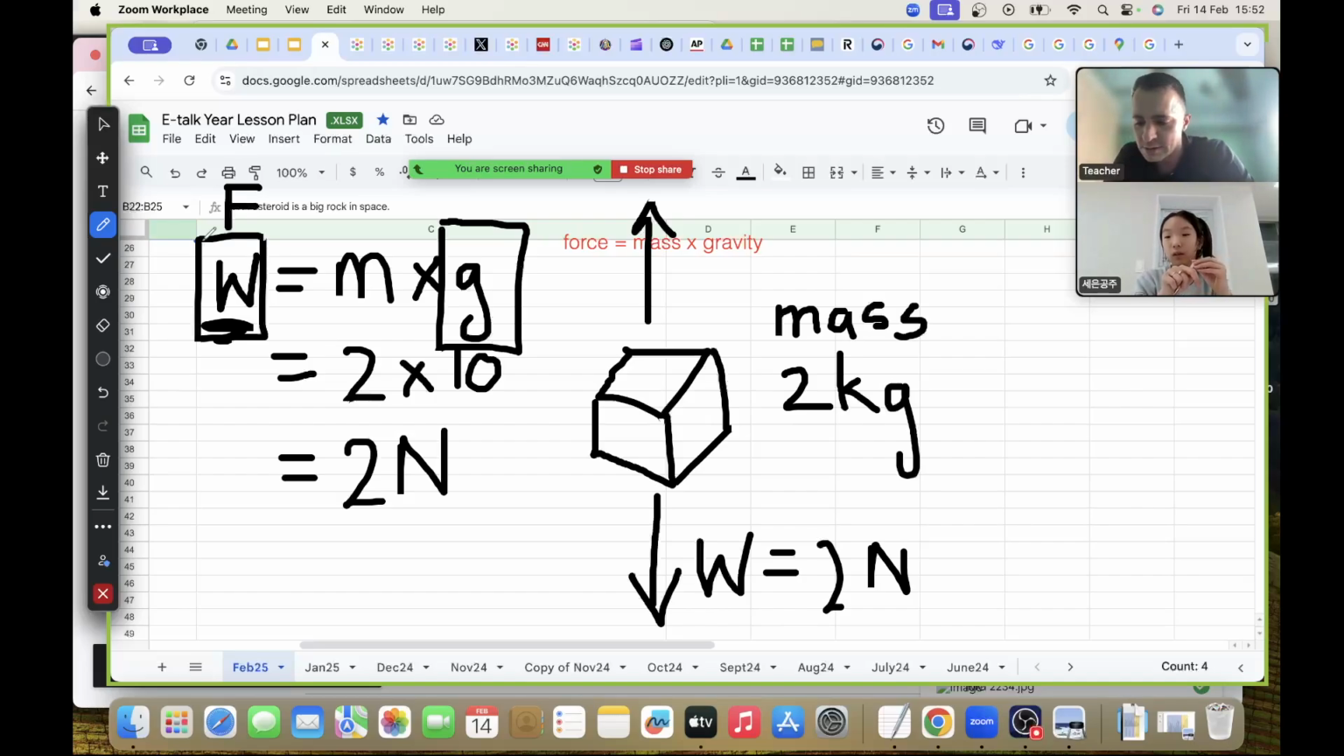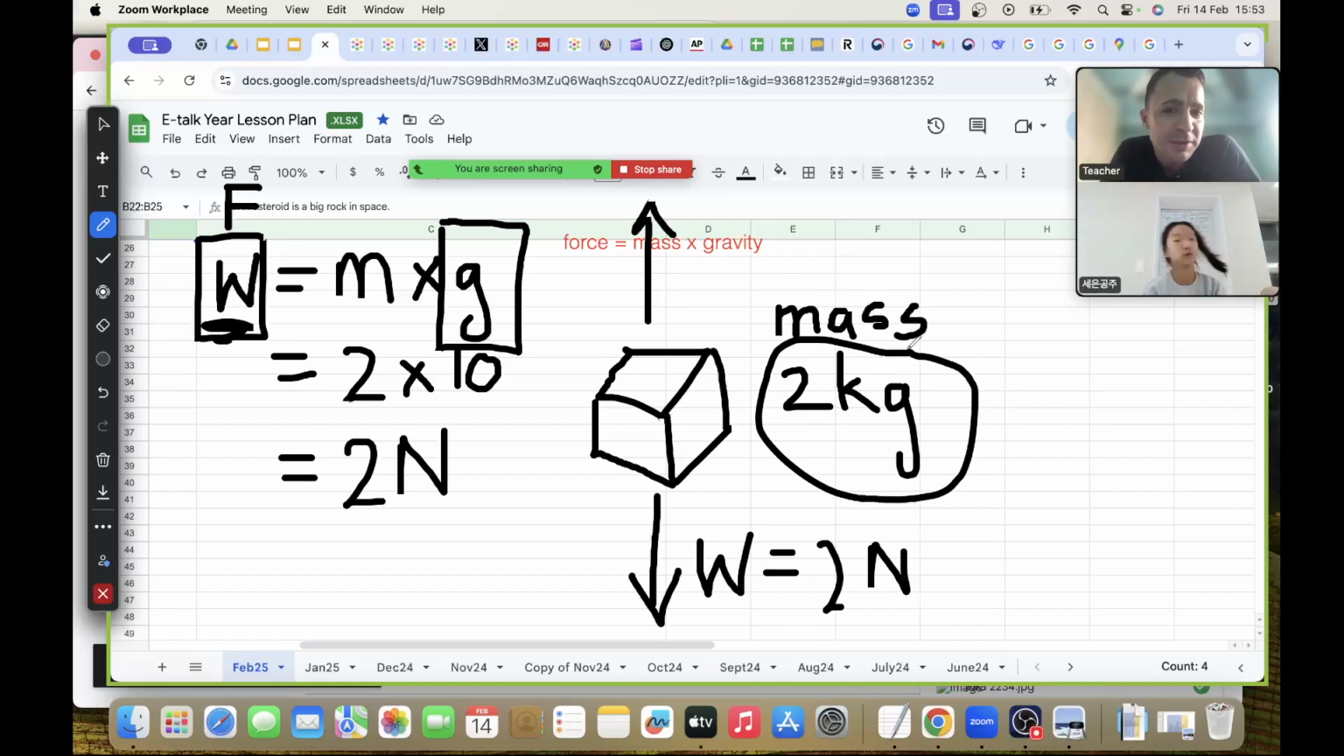Where did you see regardless? On mass. The third one. The third bullet point: mass is constant. What does constant mean? It doesn't change. So the mass of an object is the same regardless of where the object is. If you imagine Earth or the moon, the mass will stay the same. It will be 2 kilograms. It's not getting bigger, it's not getting smaller. But the weight will change.